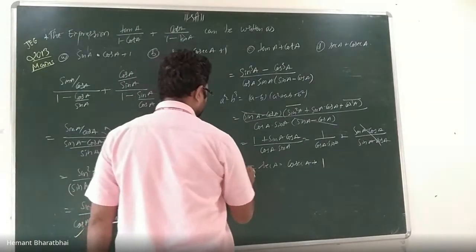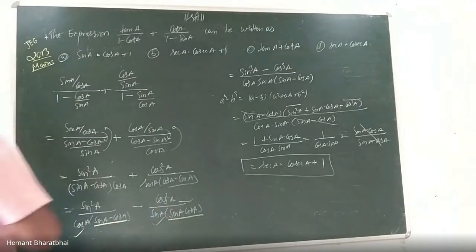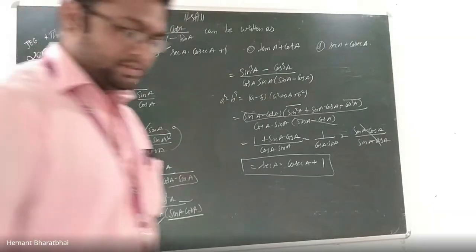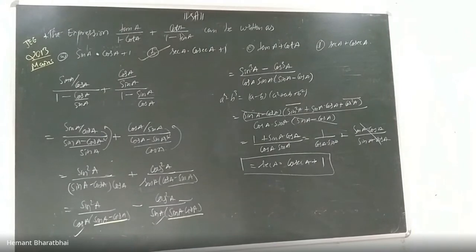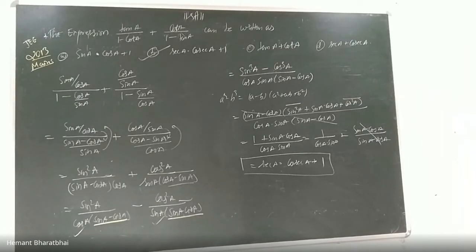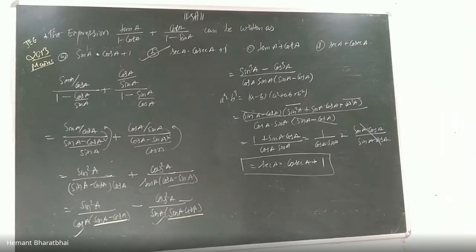Am I having this kind of term? Sec A into cosec A plus 1? Yes, I have. Okay, so this came in 2013. So we have got option number B. When we started, we did not know what we have to prove. We just wrote everything in terms of sin and cos. That is the best thing to do when we don't know anything. Convert everything in terms of sin and cos. The things will become easy.